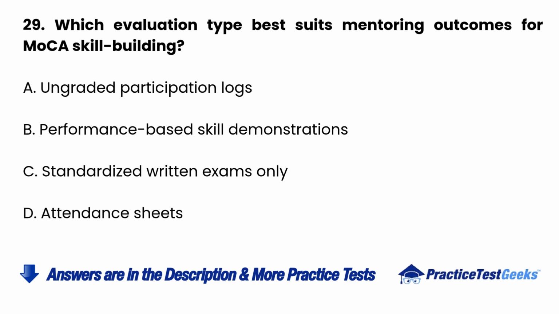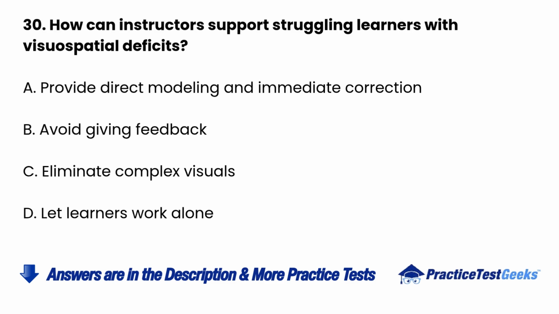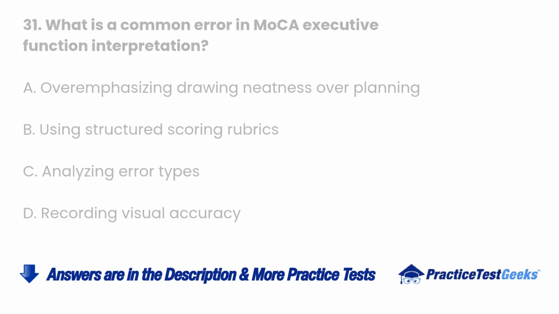D. Attendance sheets. 30. How can instructors support struggling learners with visuospatial deficits? A. Provide direct modeling and immediate correction. B. Avoid giving feedback. C. Eliminate complex visuals. D. Let learners work alone.